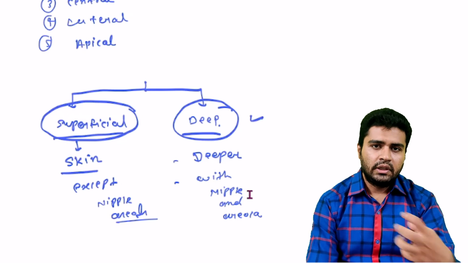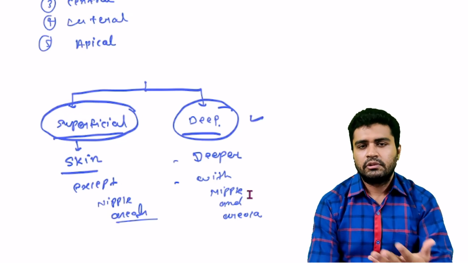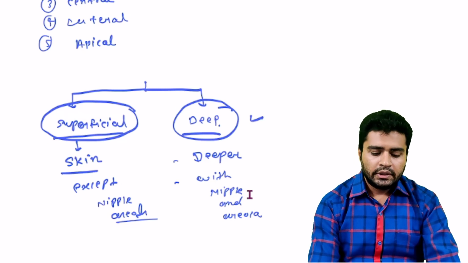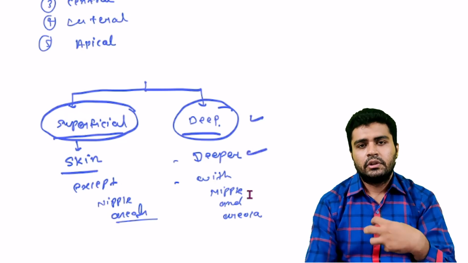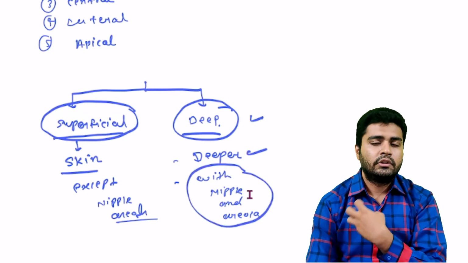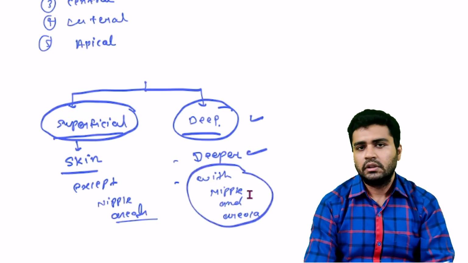Superficial takes the lymph from the skin, except the nipple and areola; it does not take the lymph from the nipple and areola. And the deep, which is present in the deeper part, takes the lymph from all over the breast as well as the nipple and the areola.